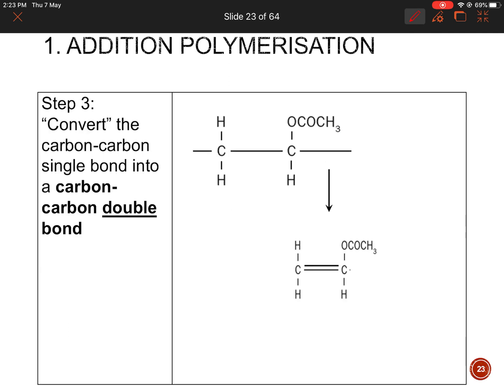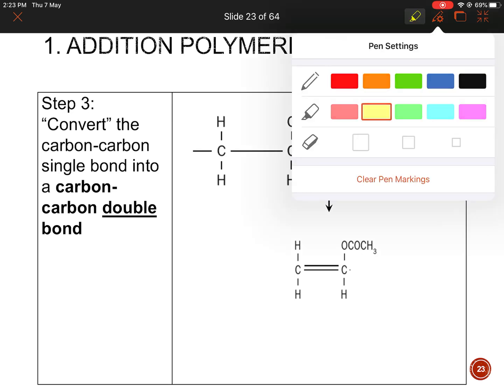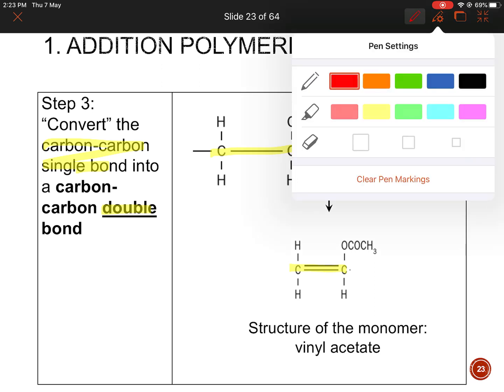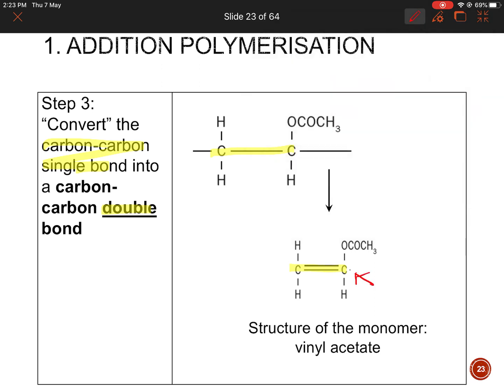And then importantly, you have to convert the carbon-carbon single bond into a double bond. So from a single bond, you have a double bond and no more dangling bonds. And that is your monomer. And the monomer actually has a name. It's called vinyl acetate, but I didn't ask you for the name. You just need to know the structure. So whenever you are drawing the monomer for me, definitely it must have a double bond.